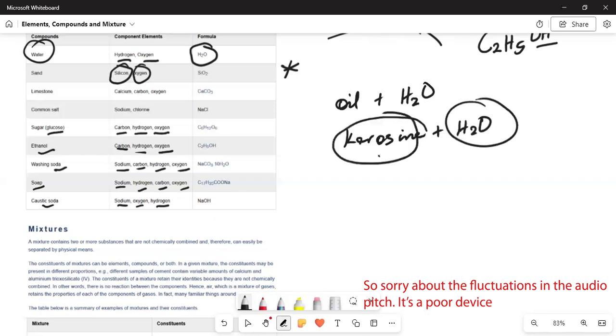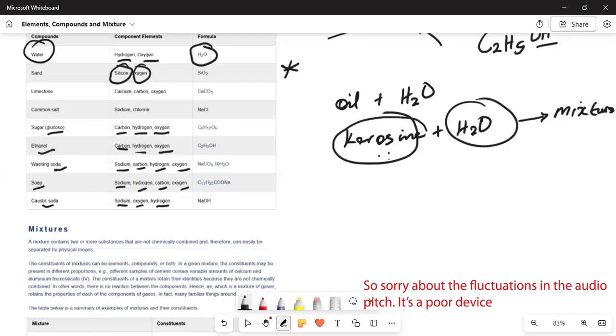Kerosene is a mixture of hydrocarbons. The mixture plus water gives us a mixture. There's no chemical reaction between kerosene and water. And so the product is still a mixture. So once there's no reaction between the components that you put together, the product will be a mixture. And because they are not present in fixed ratio by mass, we cannot represent such with a formula. So there is no chemical formula for a mixture.